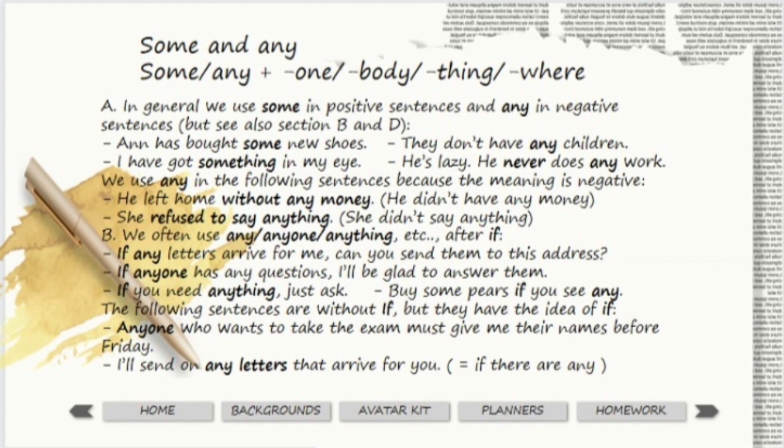So the following sentences are without if, but they have the idea of if. For example, anyone who wants to take the exam must give me their names before Friday. The other example: I will send on any letters that arrive for you. It means if there are any.